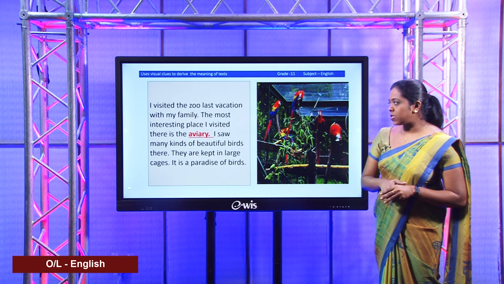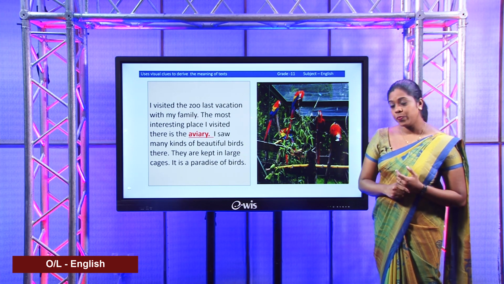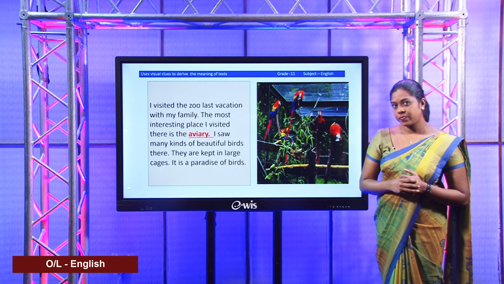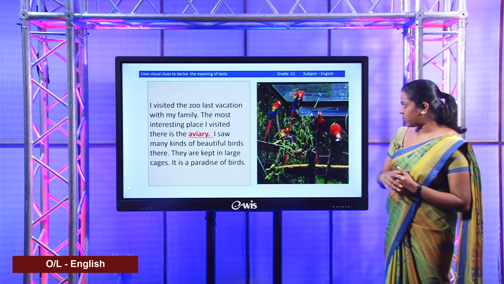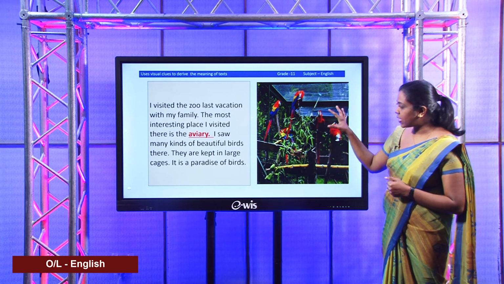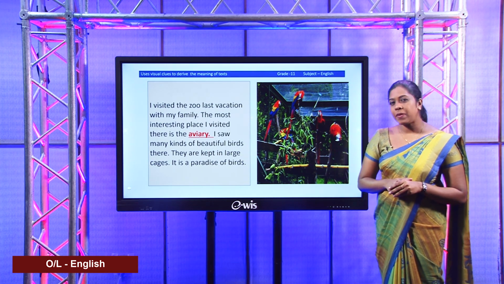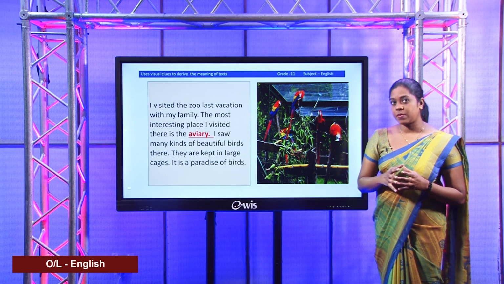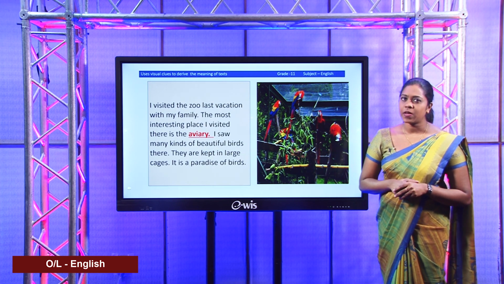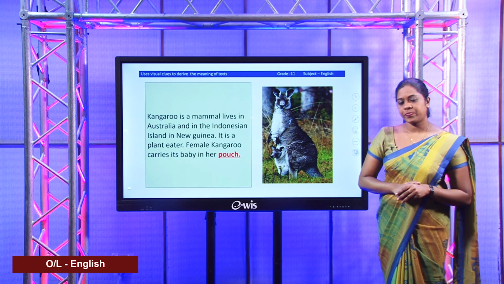The person who is describing says that he or she has gone to the zoo, and there he saw beautiful birds in a cage. You can see the picture very clearly. These birds are not in the wilderness. They are inside a cage. So obviously an aviary means a place where the birds are kept. Actually in a zoo, the birds are kept in cages. Okay, let's move on to another word like that.